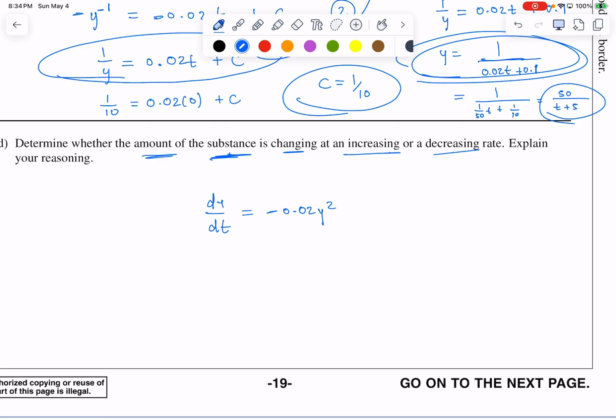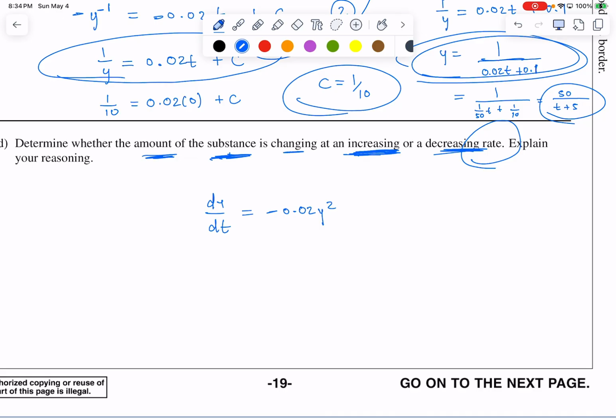They want to know, determine whether the amount of the substance is changing at an increasing or a decreasing rate. Explain. Well, what would you need to know to be able to figure out if this rate is increasing or decreasing? Whether it's positive or negative. You need to know where, what is positive or negative? Nope, I'm going to ask you again. We're at the rate. I want to know, is the rate increasing or decreasing? You need the second derivative.